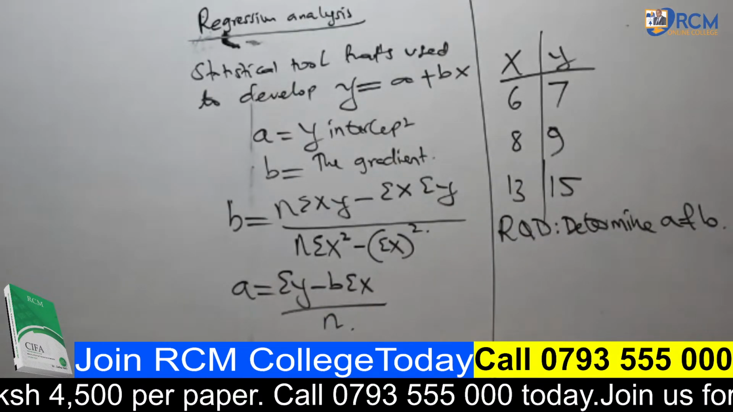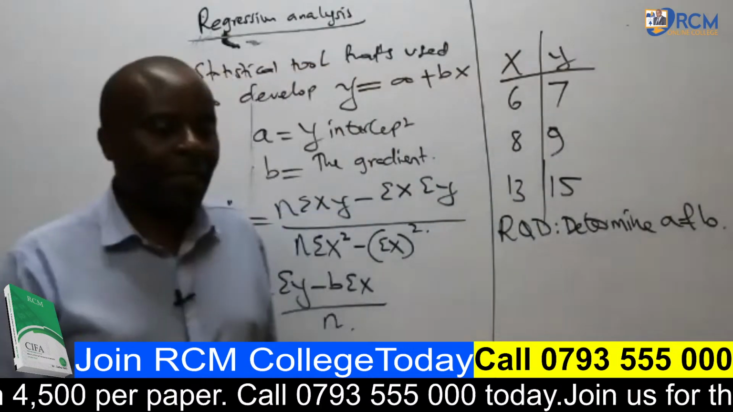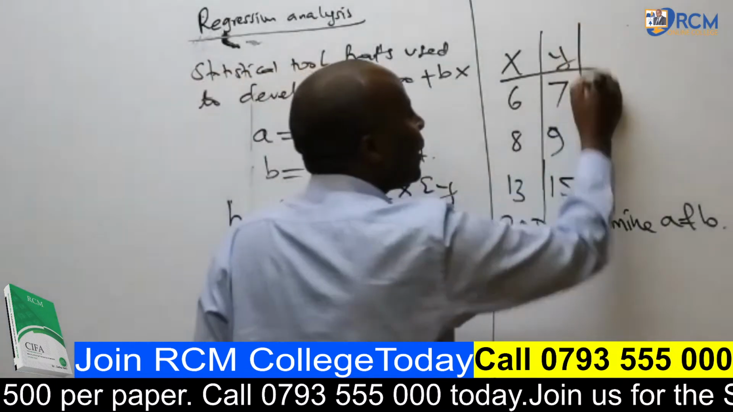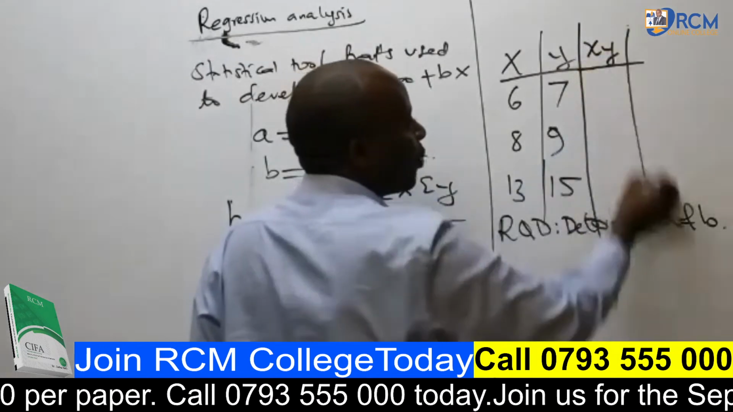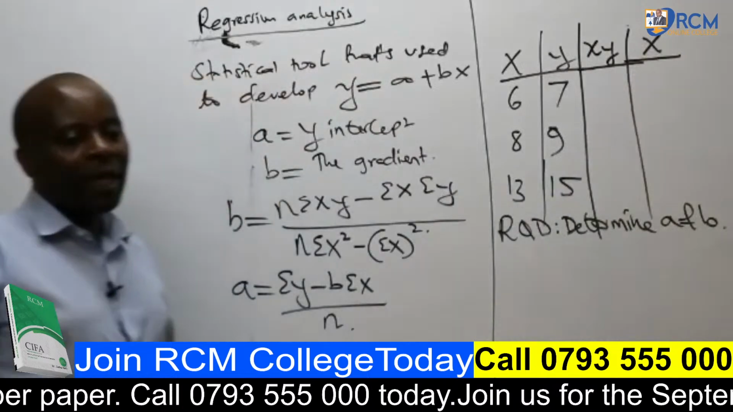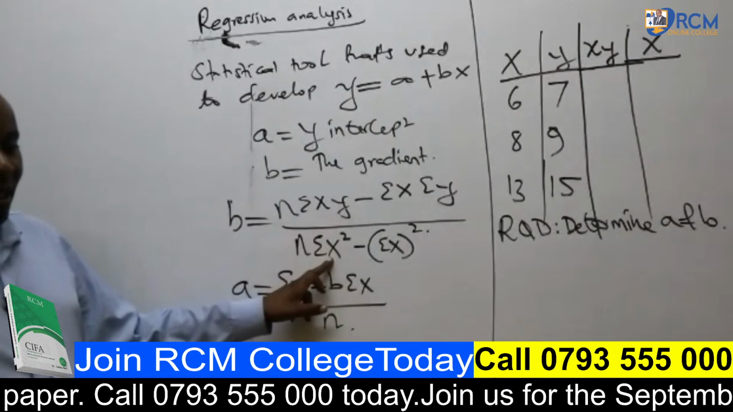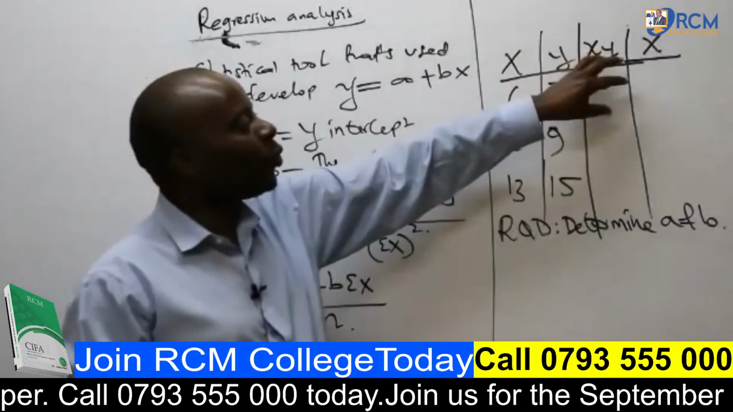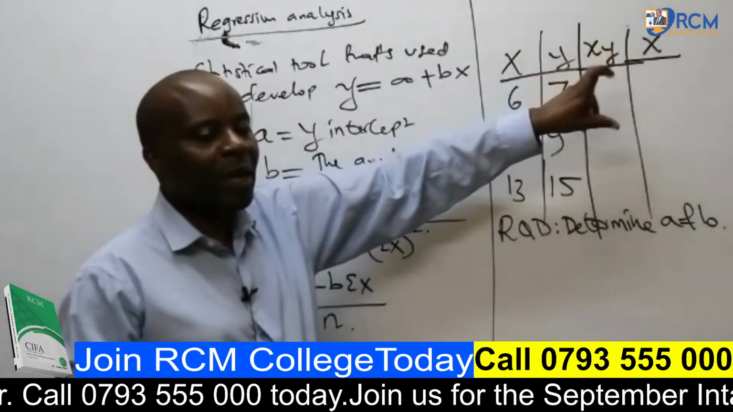Anytime anybody talks of regression analysis, ascertainment of parameters using regression analysis, what you're supposed to do is to create 2 columns. The first column will capture the multiple XY. The second column will capture X squared. These are the 2 additional columns that we would need for us to be able to get regression parameters.